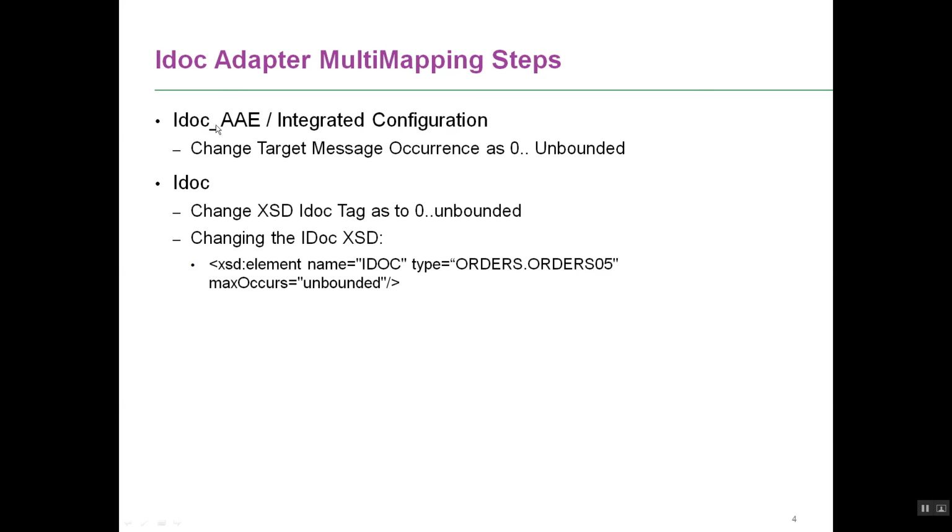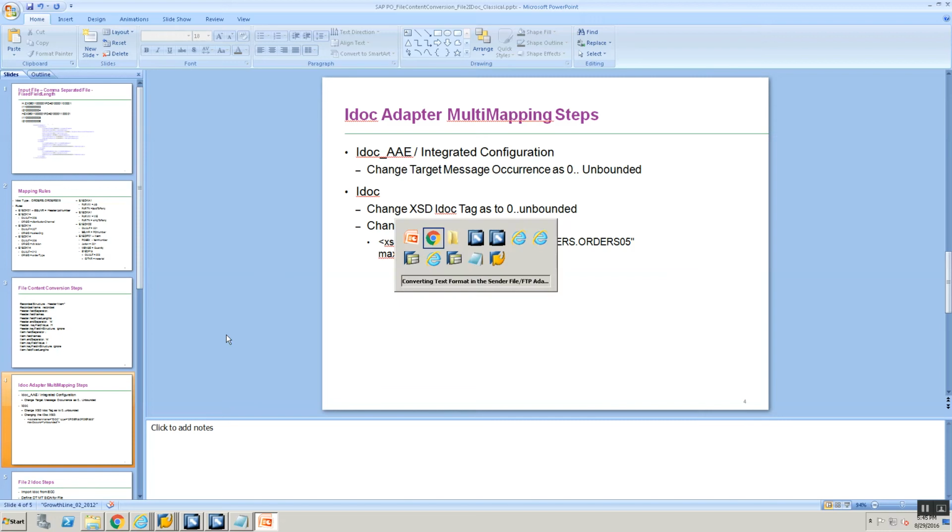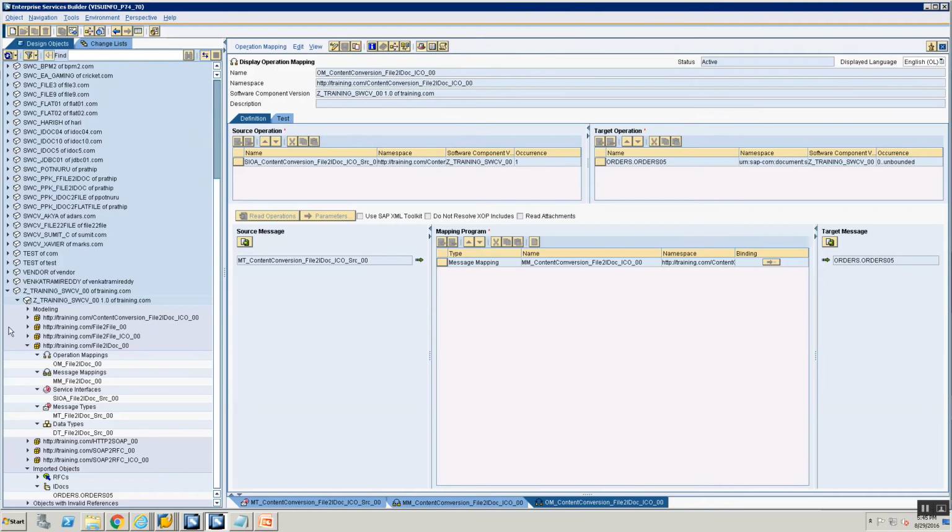Previously, in an IDOC_AAE adapter, what did we do? We changed the target message occurrence to 0 to unbounded. In the case of a classical IDOC adapter, we are going to download the IDOC's XSD, make some changes to the XSD, and then reload it into the mapping. So with this, let's get started and build the file to IDOC scenario, where our sender file is going to get a fixed field length file, and we are going to use a classical configuration with an IDOC adapter. So let's get started.